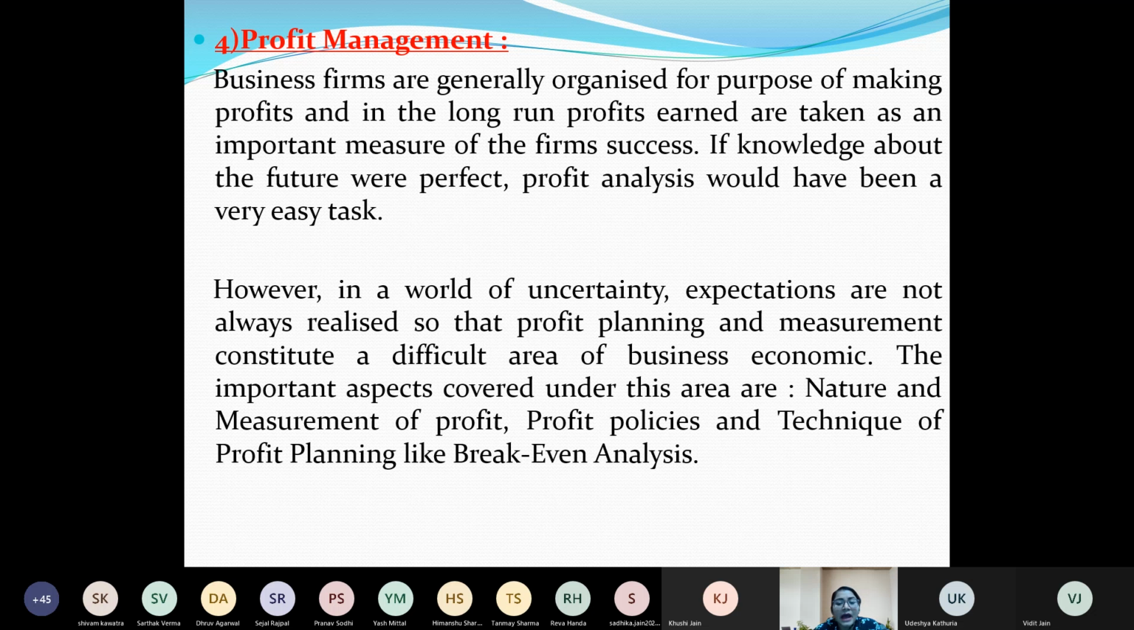Okay, we discussed how profit is managed, right? How break-even is managed. What is break-even? Yes, we discussed it just some time back. What is break-even? What is break-even analysis?